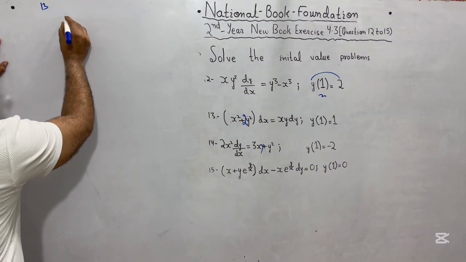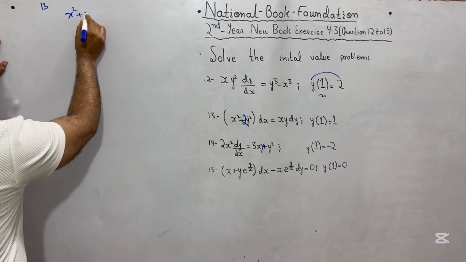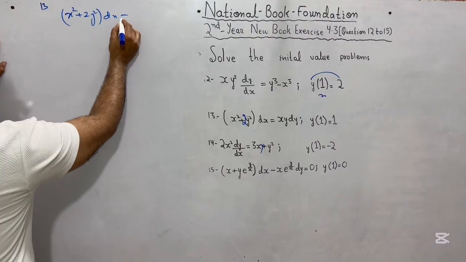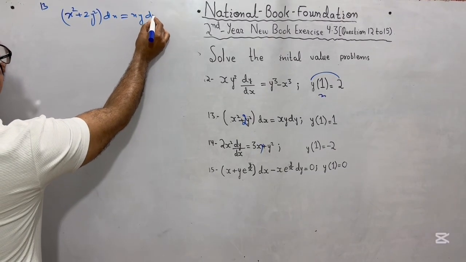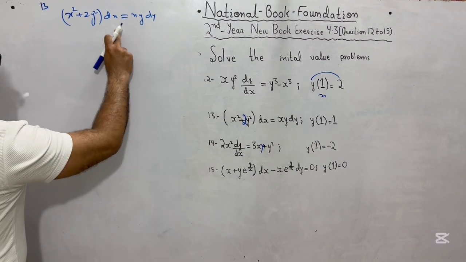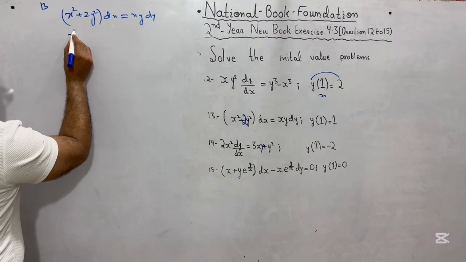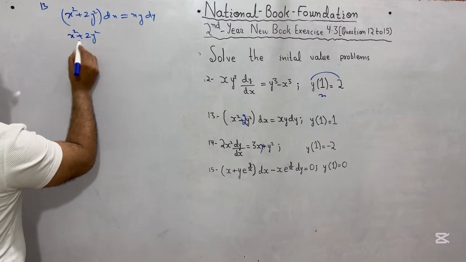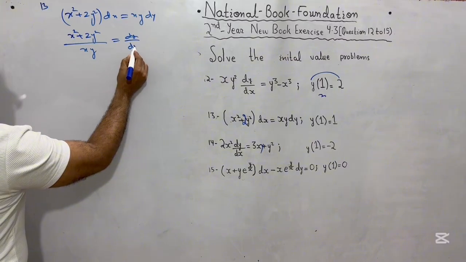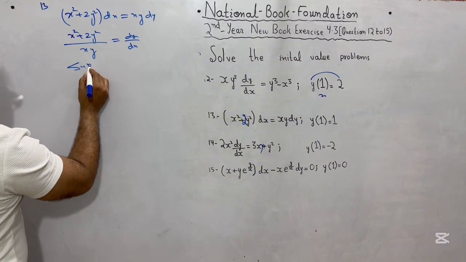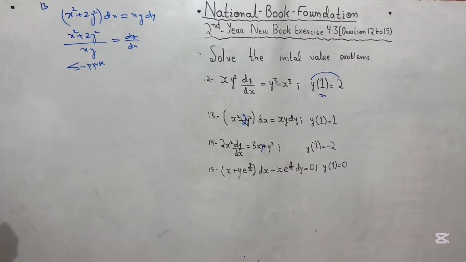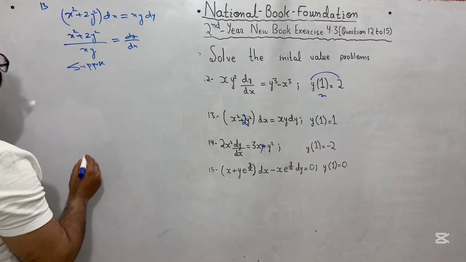Okay. Question number 13, that is x square plus 2 times y square dx is equal to xy dy. First, prepare the ratio dy over dx. Shift dx here, xy here. We have x square plus 2y square divided by xy is equal to dy over dx. Again, switch over to the assumption that makes a homogeneous differential equation convert to a separable differential equation.